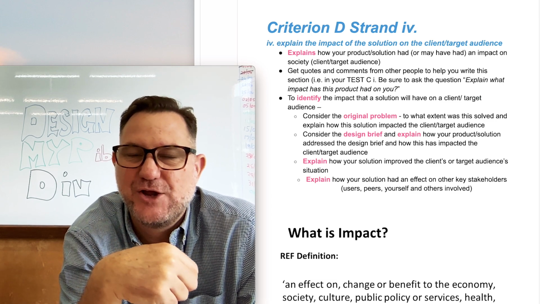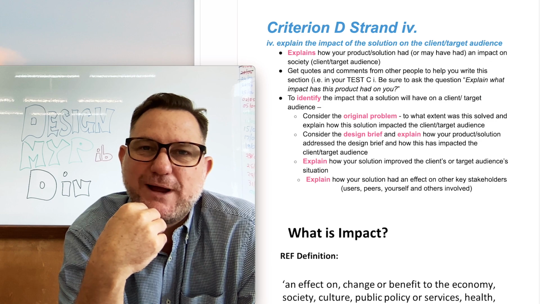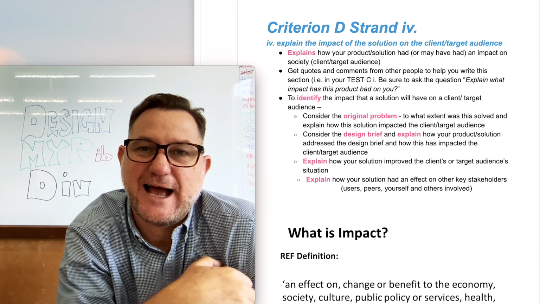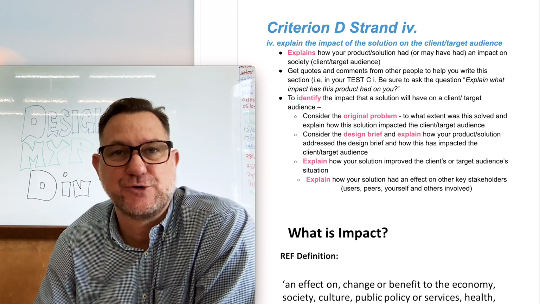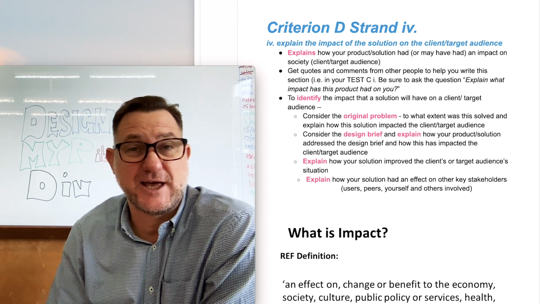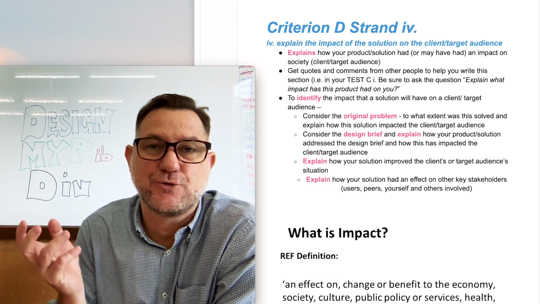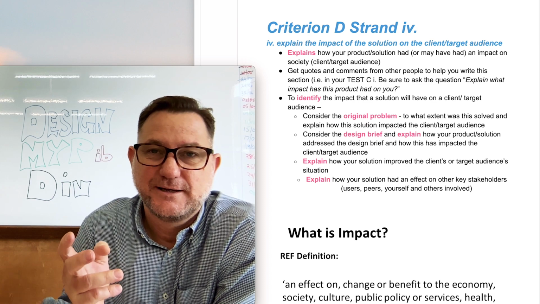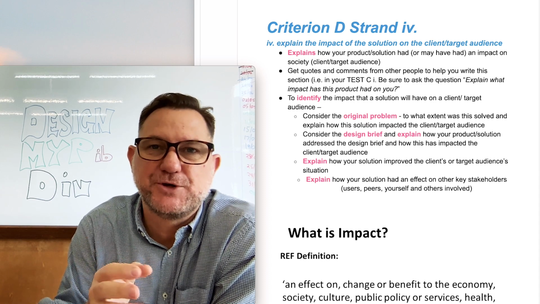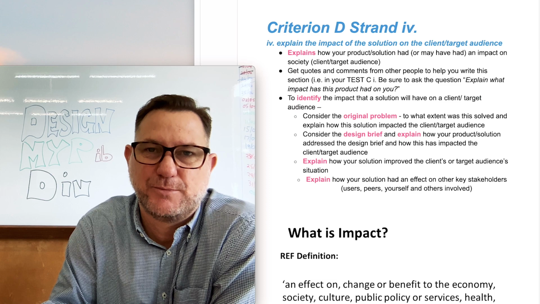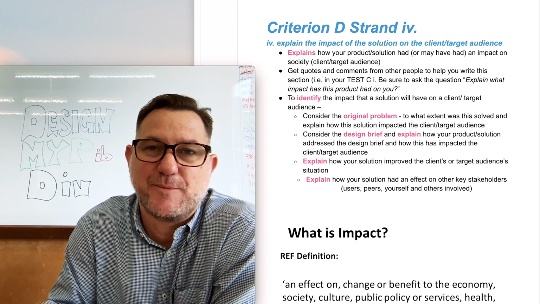First of all, you can revisit the original problem. So way back in Criterion A, you would have explored the original problem. So just revisit that. What was the original problem, and did your solution actually help solve that problem or contribute to solving that initial problem? And you could easily write a paragraph about that.